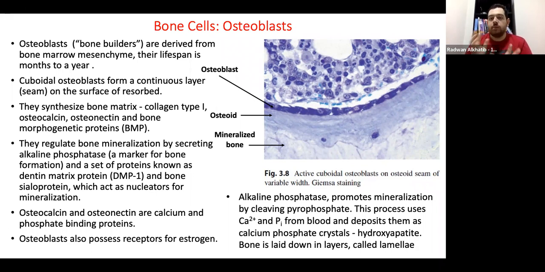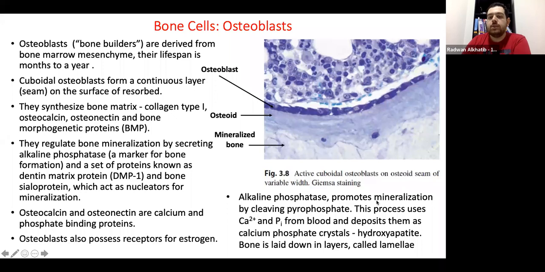So to summarize this slide, the osteoid, which is the protein material, will be deposited by the osteoblast. And then after it's been deposited, we have some enzymes like alkaline phosphatase. This enzyme will bring calcium and phosphate from the blood and will deposit them over the new bone. So this is alkaline phosphatase.